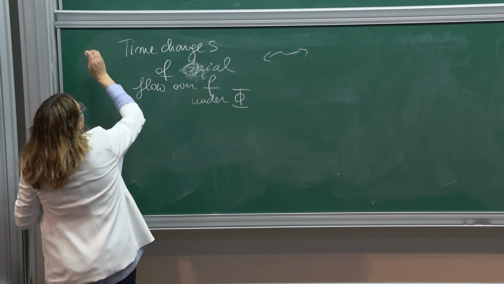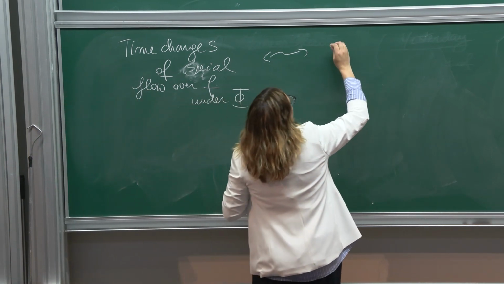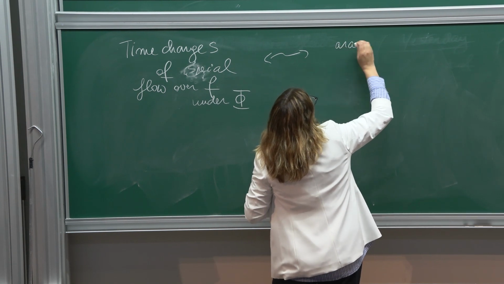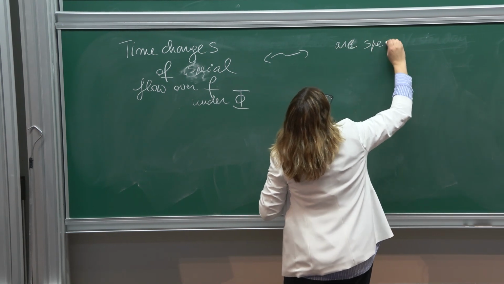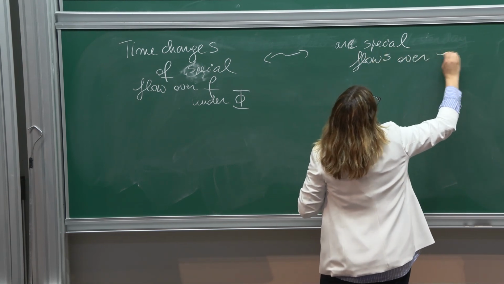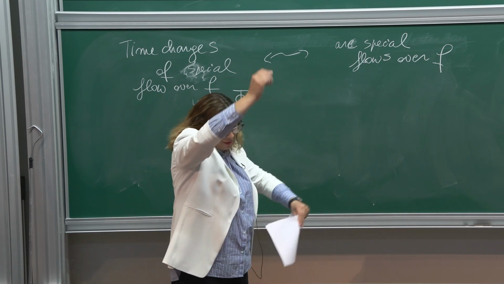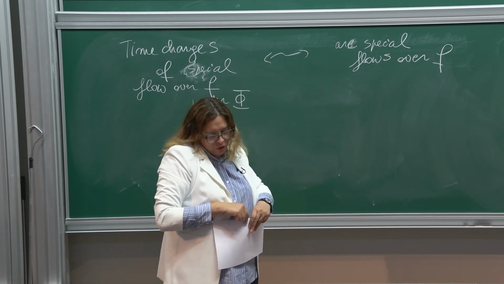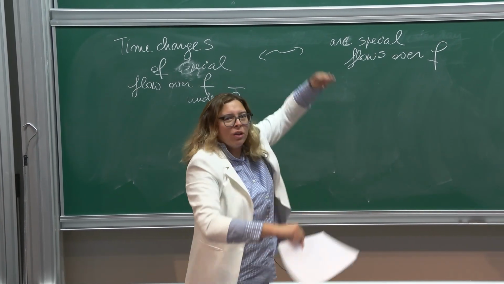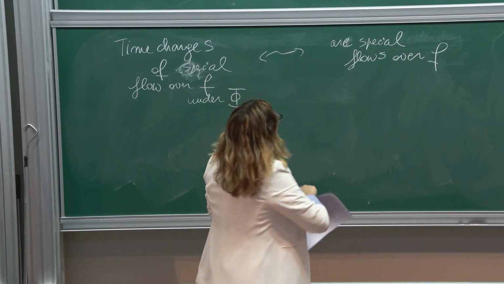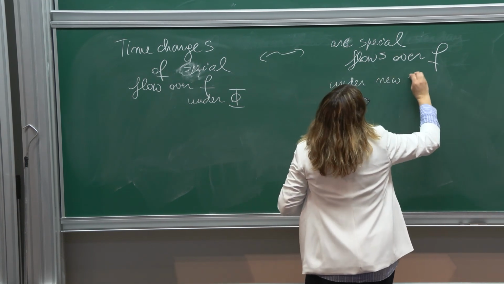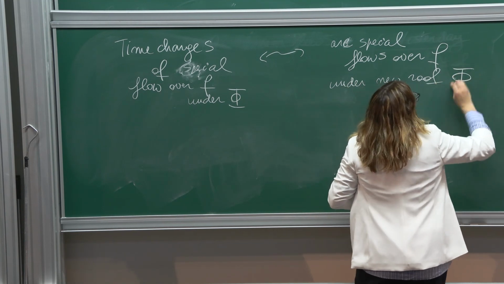So maybe I will call it, okay. Time changes are also special flows. If I time change, you get again a special flow over the same map. So if I time change, the trajectories don't change. So the Poincare map, the transformation f, doesn't change. I'm just changing the return time, so under a new roof. So again, special flow over f under a new roof, phi tilde.